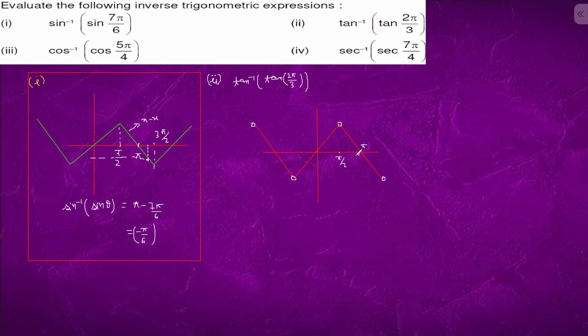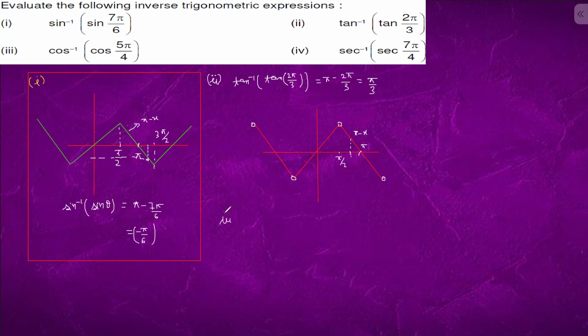This is pi. We are asked 2 pi by 3, which is 120 degrees. So 120 degrees will lie somewhere here. So this is pi minus x. The value will come out to be pi minus 2 pi by 3, which is pi by 3. So we are done with question number 2.